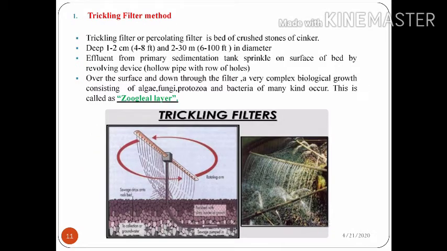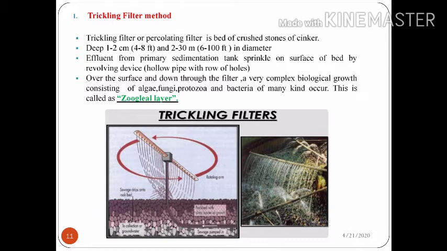Trickling filter method. The trickling filter or percolating filter is a bed of crushed stones or clinker, 1 to 2 meters, that is 4 to 8 feet deep, and 2 to 30 meters, that is 6 to 100 feet in diameter, depending upon the size of the population. I will repeat, the trickling filter or percolating filter is a bed of crushed stones with dimensions of 1 to 2 meters deep and 2 to 30 meters in diameter, depending upon the size of the population.